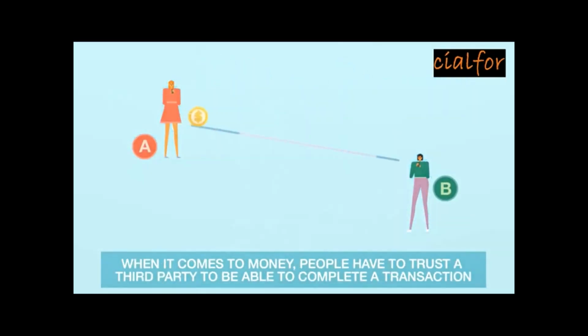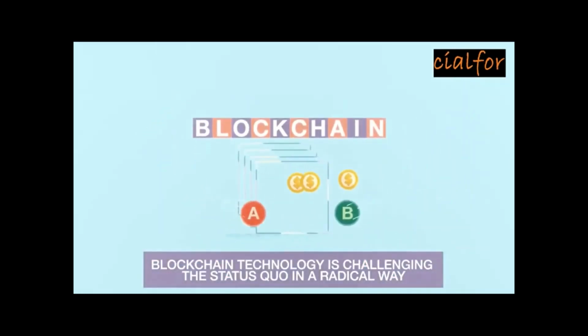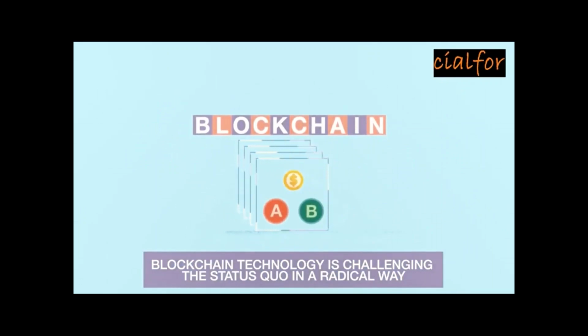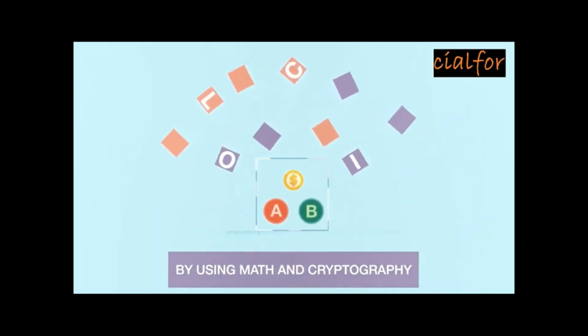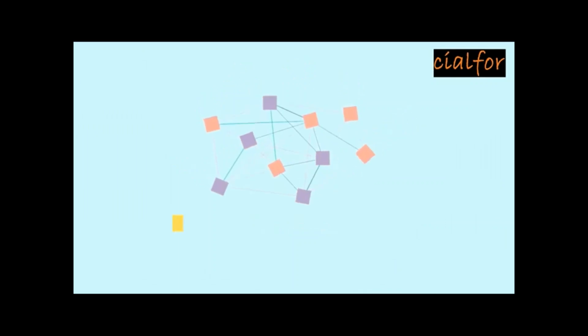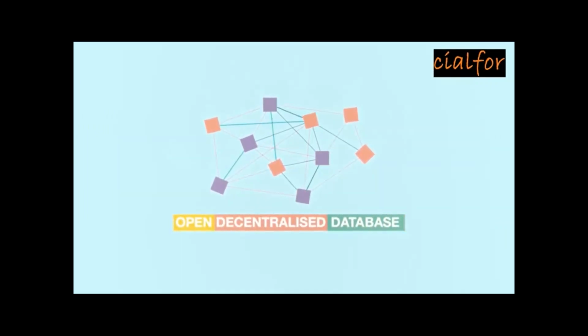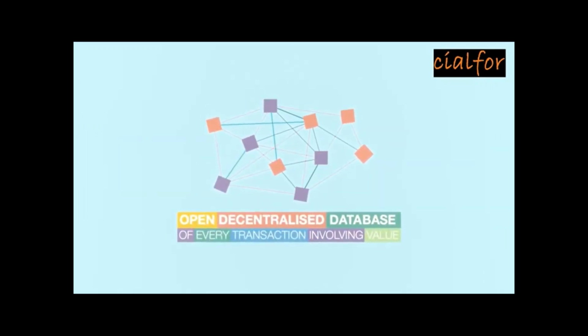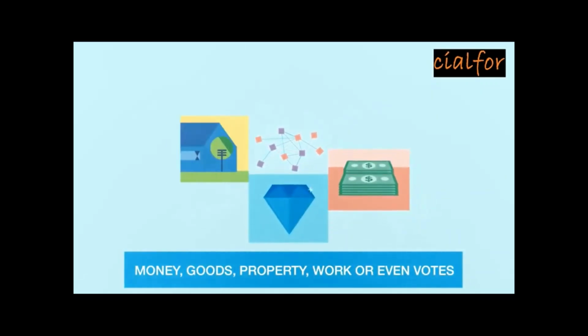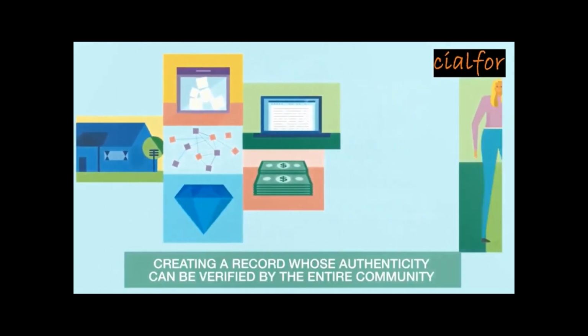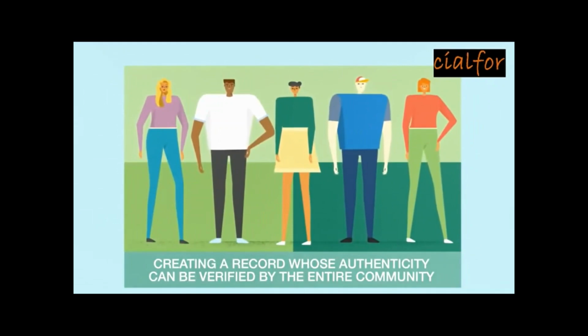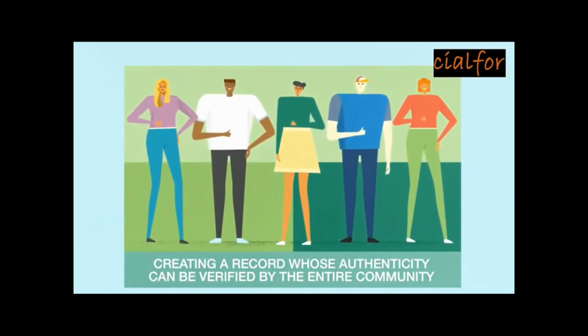When it comes to money, people have to trust a third party to be able to complete a transaction. Blockchain technology is challenging the status quo in a radical way. By using math and cryptography, blockchain provides an open, decentralized database of any transaction involving value, money, goods, property, work, or even votes, creating a record whose authenticity can be verified by the entire community.